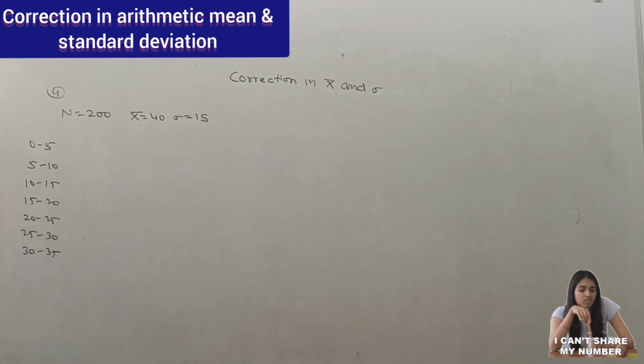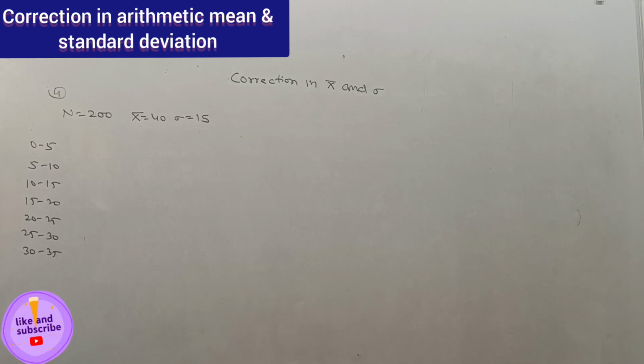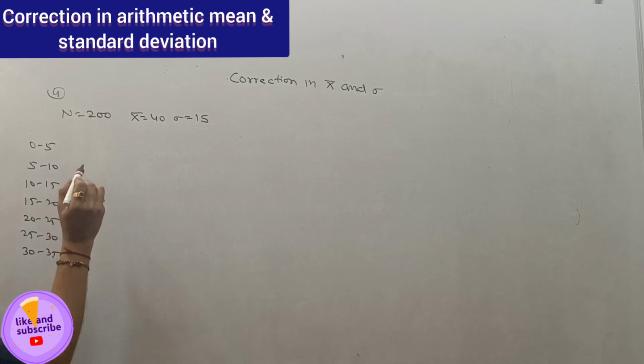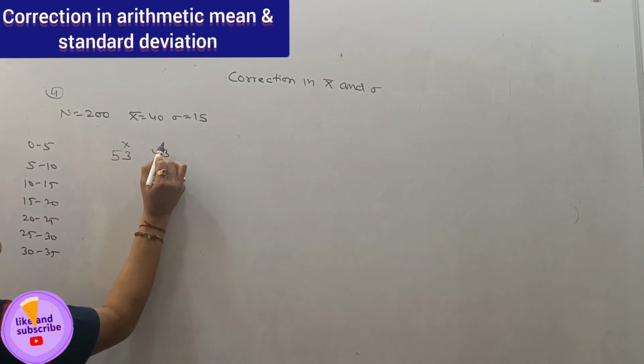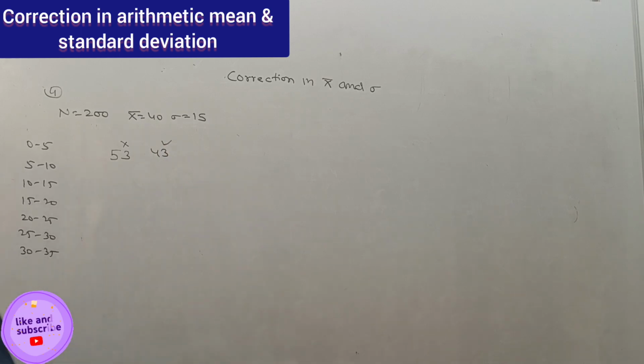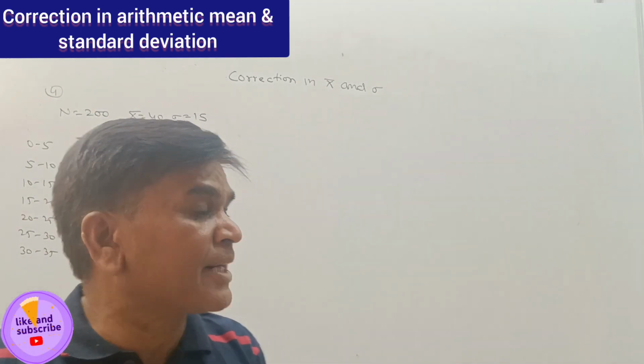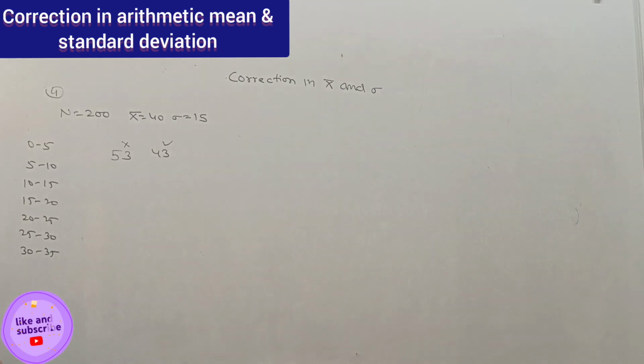For the frequency distribution of marks in history of 200 candidates grouped in class intervals 0 to 5, 5 to 10, 10 to 15, 15 to 20, 20 to 25 and so on, the mean and standard deviation were found to be 40 and 15. Later it was discovered that the score 43 was misread as 53. 53 is wrong, 43 is right. Then we are to correct our arithmetic mean and standard deviation.